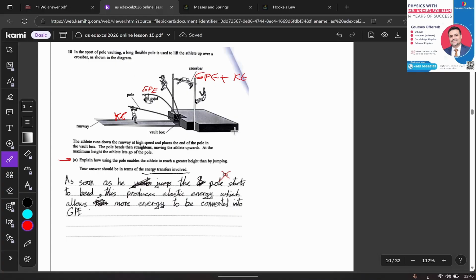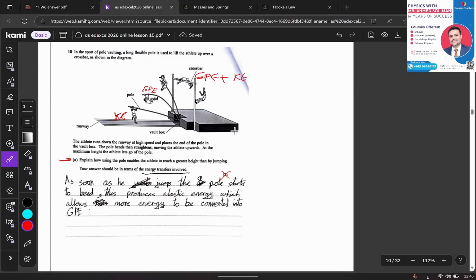Okay. In the beginning, they had kinetic energy, which is converted into elastic energy when the pole bends. Then when they're jumping, the elastic energy is converted into gravitational potential energy, and there will be additional gravitational potential energy from the pole, which helps the person jump.